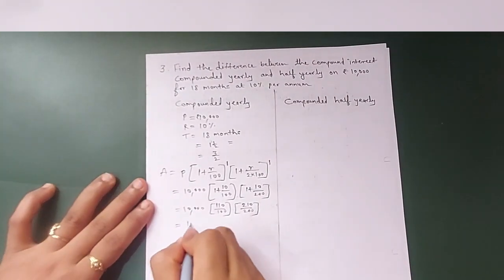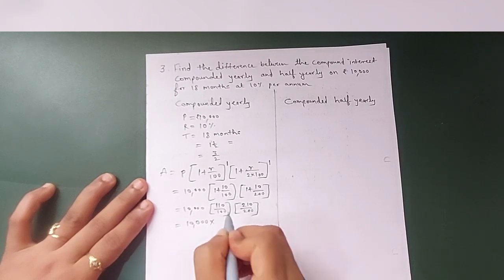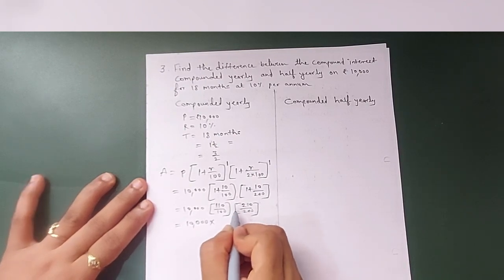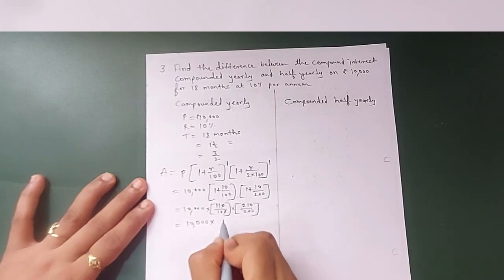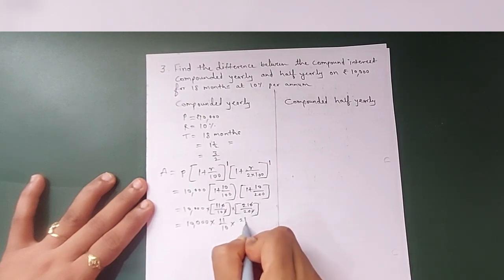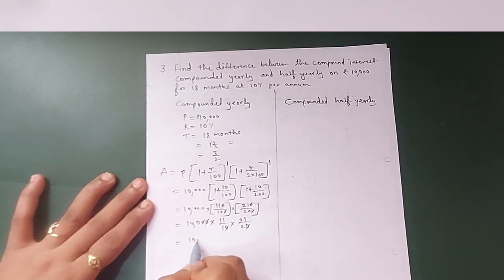So now here 10,000, what mathematical operation? Multiplication. And here also no mathematical operation means what? Multiplication. This 0 will go, 11 upon 10. This 0 will go, 21 upon 20. This and this 0 will cancel. So now we are left with 100 into 11 into 21 upon 2.